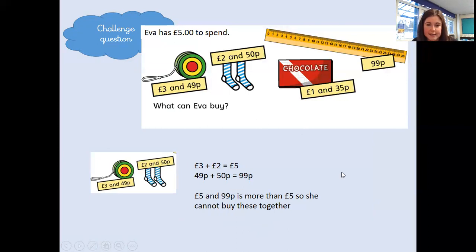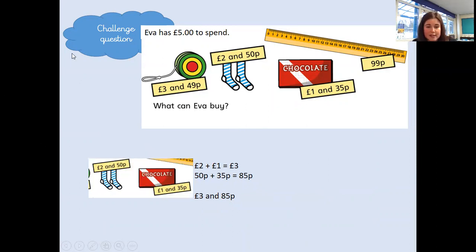Okay, so the first 2 things that I thought that Eva might buy were the yo-yo and the socks. So the yo-yo was £3.49 and the socks were £2.50. So we need to add our pounds first and then our pence. £3 add £2 is £5. 49 pence add 50 pence equals 99 pence. Put this together, recombine them. £5 and 99 pence is going to be more than £5. So she cannot buy these 2 items together.